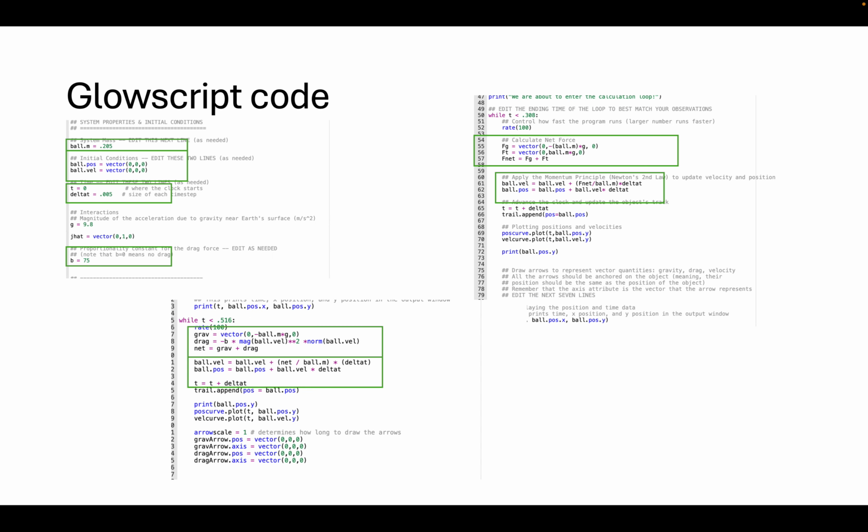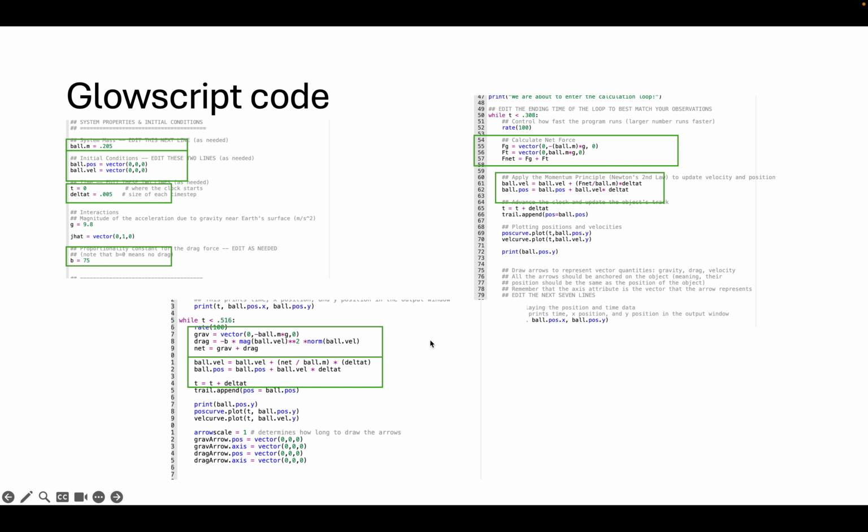So this is my GlowScript code. As we can see, on the top left are all of the constants I set. I found the mass of the slinky to be 0.205. I set the position and velocity to both start at rest and start at the origin. And I used the increment of 0.005 as my delta t. And I found after some trial and error that my drag force constant was 75.